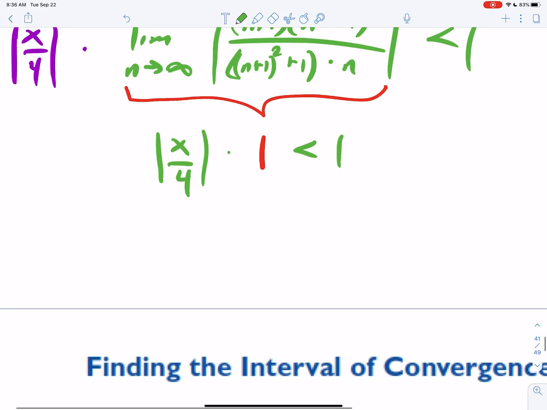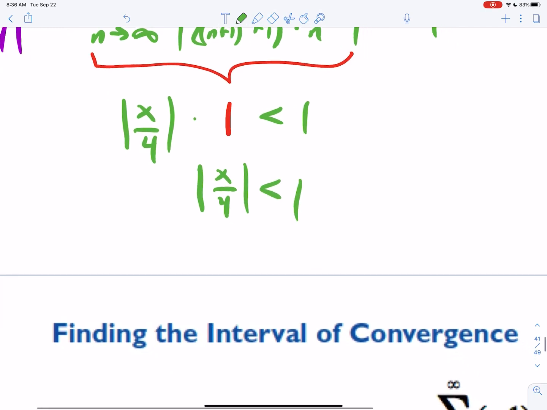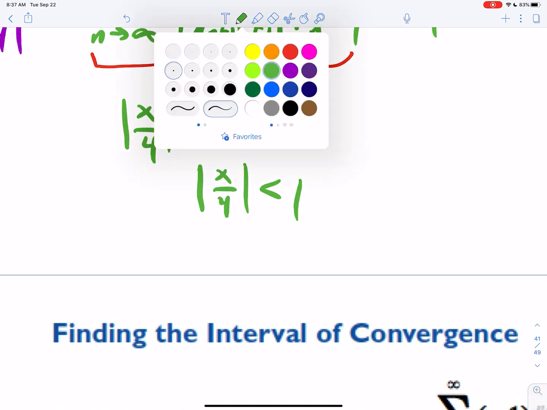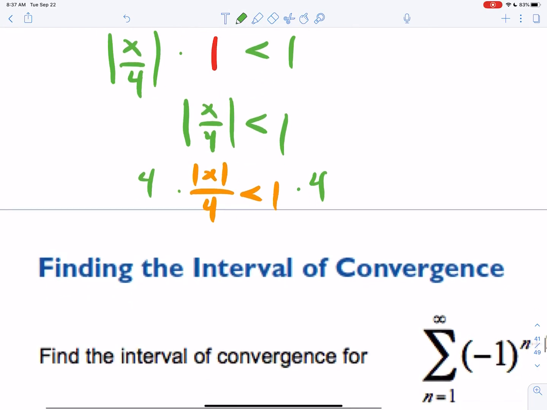Okay, so the absolute value of x over 4 times 1 is just the absolute value of x over 4. Now the issue here is there's that 4, so you can't do it graphically just yet. So what you're going to do is multiply both sides by 4 here, because remember, the absolute value of 4 is just 4. So that's really just this, in which we can just multiply both sides by 4 to isolate that absolute value.